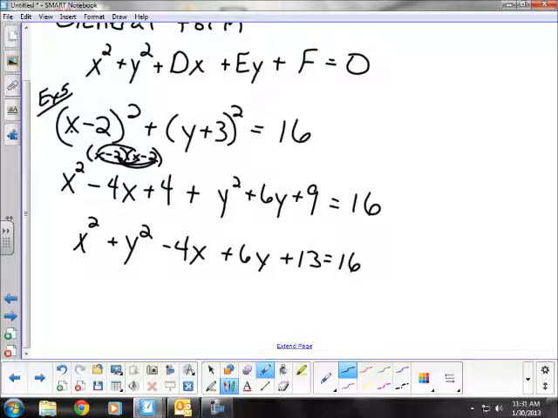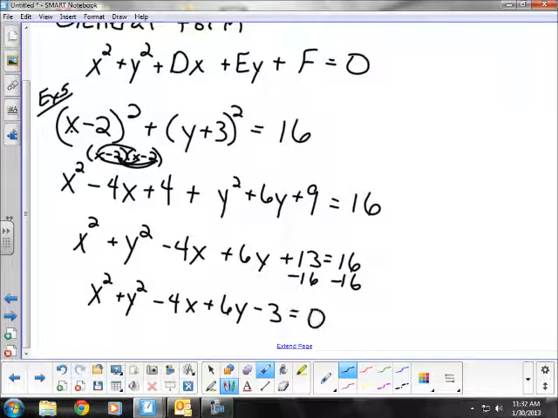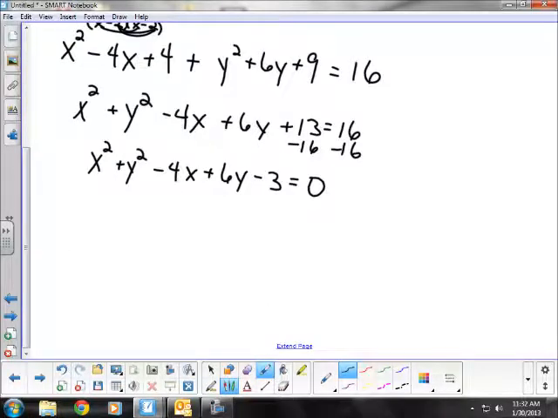Now, is this in the right form? Not yet. Why is it not? Needs to equal 0, so I've got to subtract 16 from both sides. And so I get x squared plus y squared minus 4x plus 6y minus 3 equals 0. Now we have it in general form. Okay?